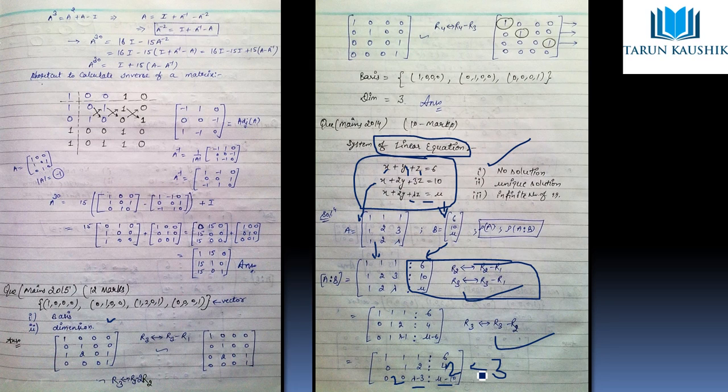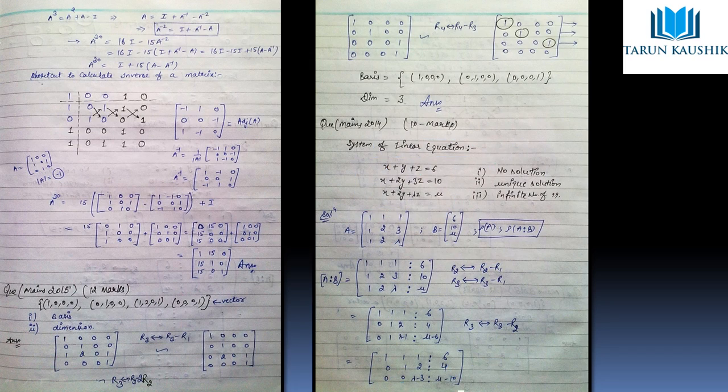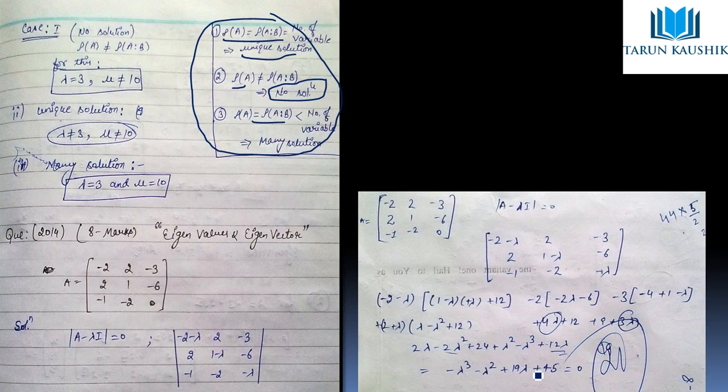And when both these are not equal to 3 and not equal to 10, then what will happen? This will be non-zero, this will be non-zero. Then the rank will be 3 and the rank of A augmented B, that is also 3, and the number of variables, that is also 3. What will happen? A unique solution will be there. Okay, so in the unique solution, lambda and mu are not equal to 3 and not equal to 10. And this we have done and this we have done. Okay, so this is a very simple question.